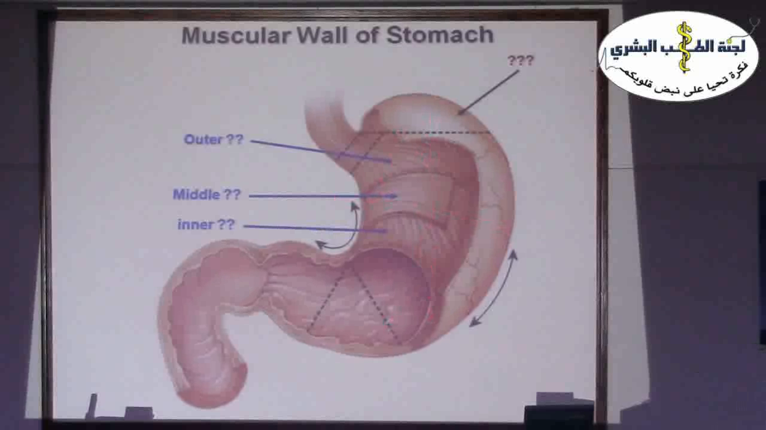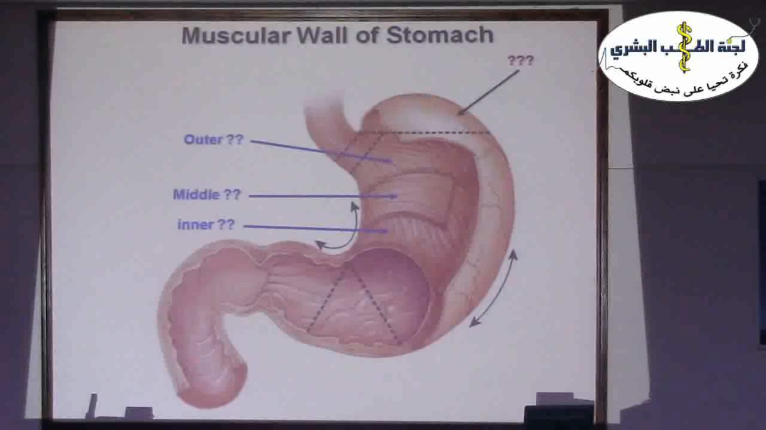Except one region. There is one region in the stomach where there is no oblique layer. This is your homework if you want to expand on that. So 3 layers coating what? The wall of the stomach: muscularis externa, oblique, circular, and longitudinal.